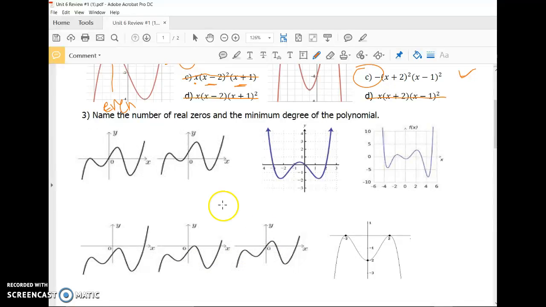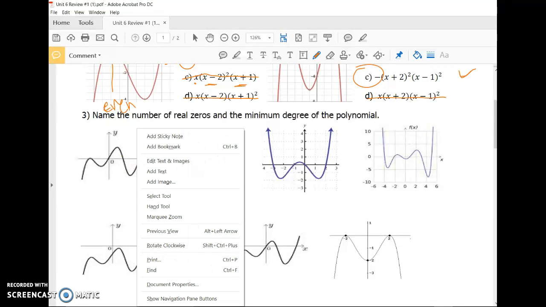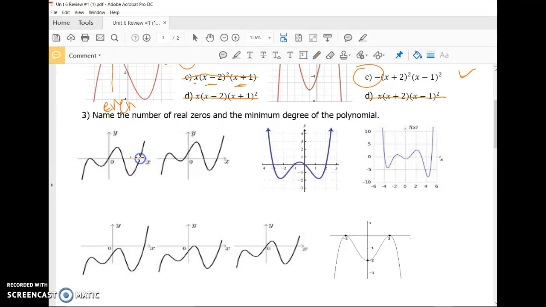Let's look at the second one. We need to name the number of real zeros and the minimum degree of the polynomial. Well, the number of real zeros is how many times it crosses this axis right here. So there's 1, there's 2, there's 3. And this one normally we'd say that's 4, but as you can see, that spot bounces, so it's a degree 2.